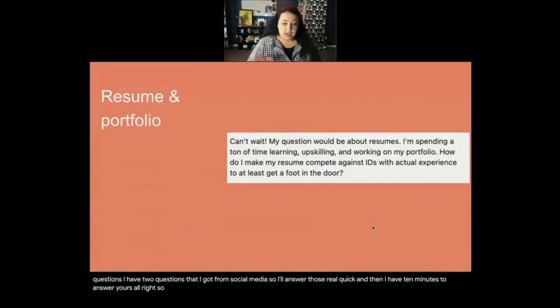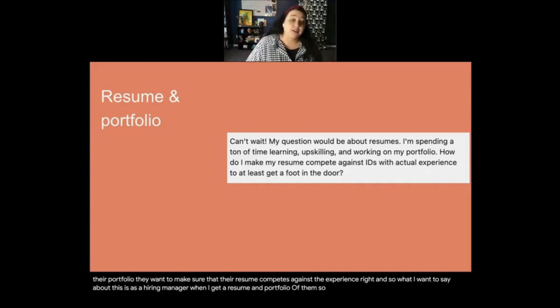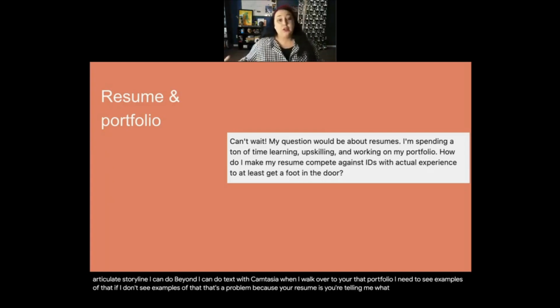All right, so this one came up about resume and portfolio, and somebody said that they're spending a lot of time on their portfolio, but they want to make sure that their resume competes against the experience, right? And so what I want to say about this is, as a hiring manager, when I get a resume and portfolio, I crosswalk the 2 of them. So for example, on your resume, you say, I can do Articulate Storyline, I can do Beyond, I can do TechSmith Camtasia. When I walk over to that portfolio, I need to see examples of that. If I don't see examples of that, that's a problem, because on your resume you're telling me what, and then your portfolio is you're showing me the how, right?